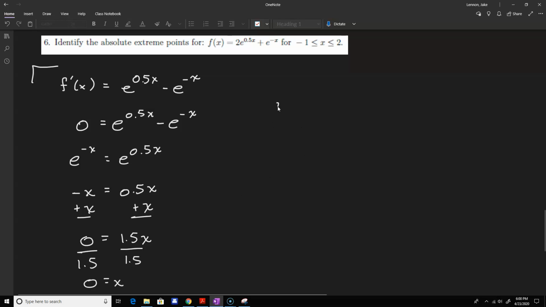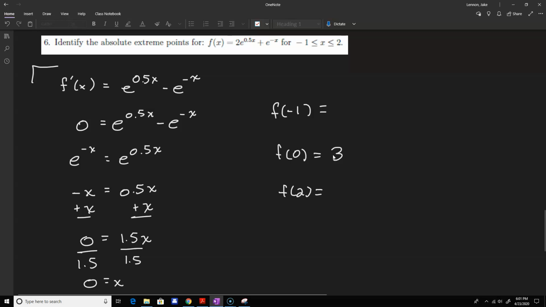So we need to plug in our two endpoints, negative 1 and 2, and we also need to plug in that critical point we found, 0. So we're plugging these all into the original function, and then the biggest y value is our absolute max, and the smallest y value is our absolute min. So the easiest one to plug in obviously is 0. We're going to get 2, e to the 0 is just 1, so we get 2 plus 1, f of 0 is 3. And then the other ones you may want to use your calculator.